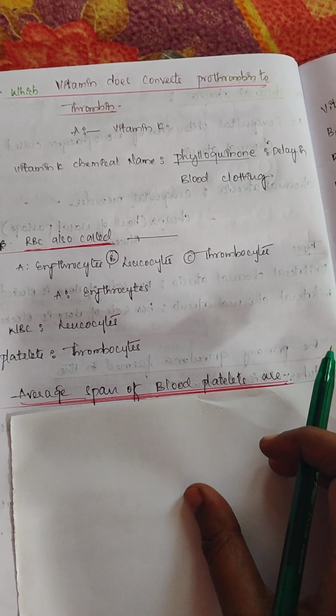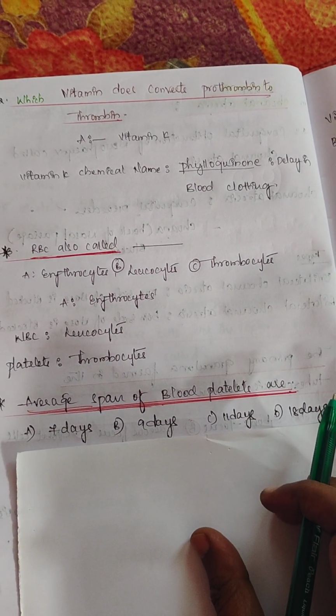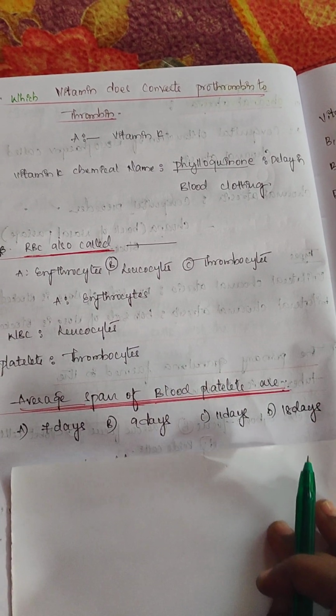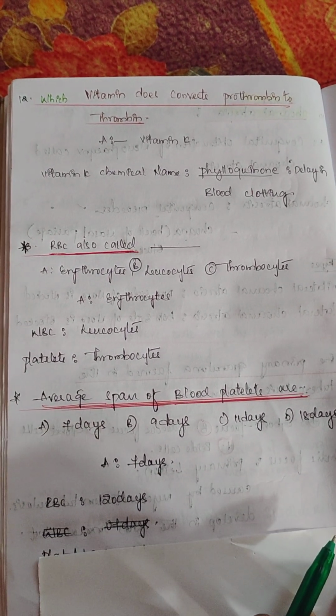The average span of blood platelets is, and the options are 7 days, 9 days, 11 days and 18 days. The answer is 7 days. Then the lifespan of RBC is 120 days.